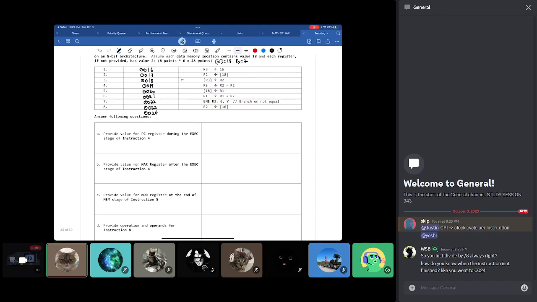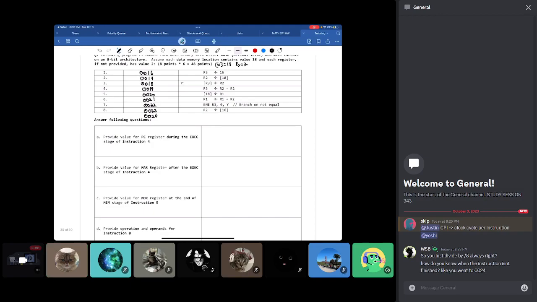How do you know when the instruction isn't finished? Like when you went to 0024? What do you mean? He'll never ask what is the value at the middle of the fetch stage. It's either at the beginning or the end. So we know PC increments at the end of the fetch stage, not at the beginning. Gotcha. Thank you. Yeah, no problem.